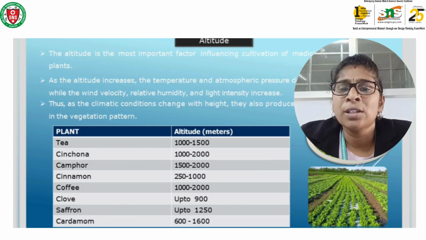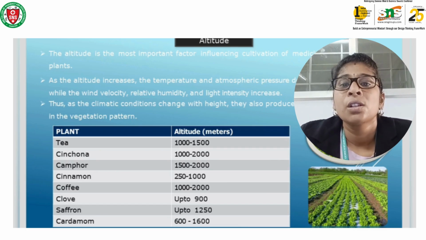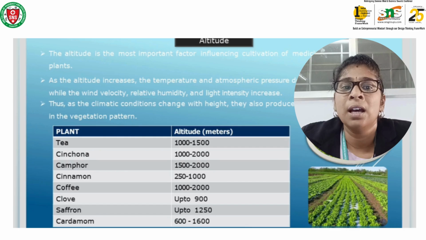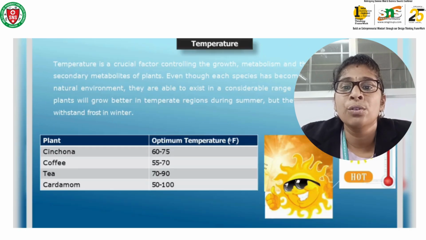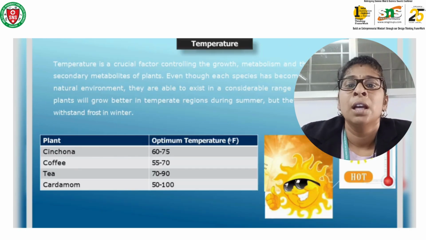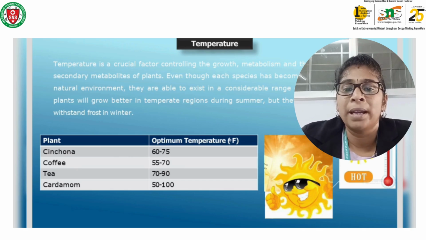Coming to altitude, how does altitude influence the cultivation of medicinal plants? As the altitude increases, temperature and atmospheric pressure decrease, while wind velocity, relative humidity and light intensity increase. Thus the climatic conditions change with height, and hence they produce a change in the vegetation pattern, that is, the cultivation of crude medicinal plants or herbal plants.